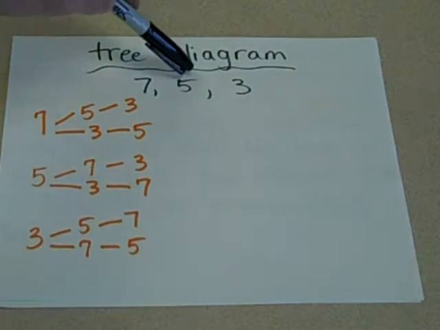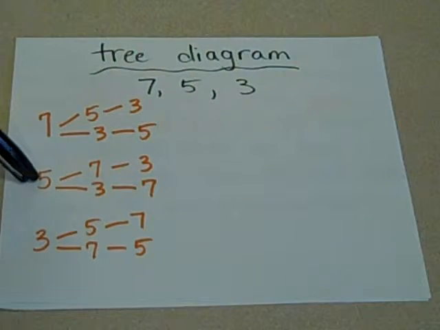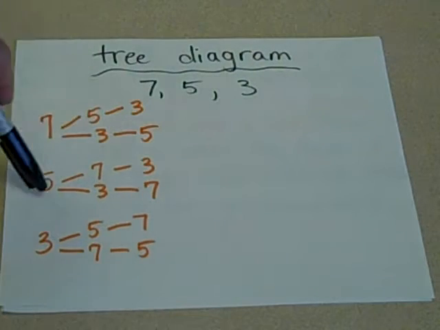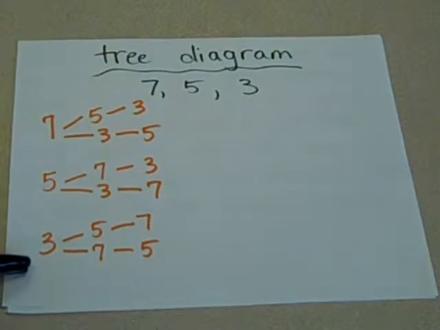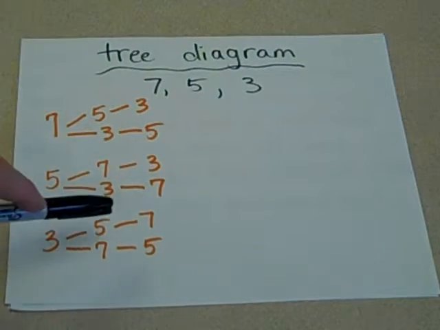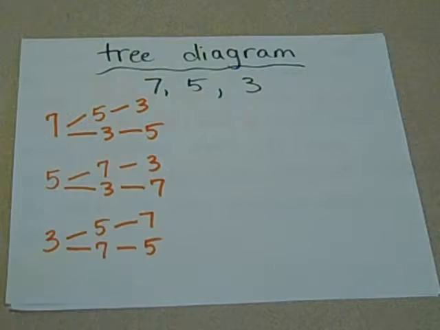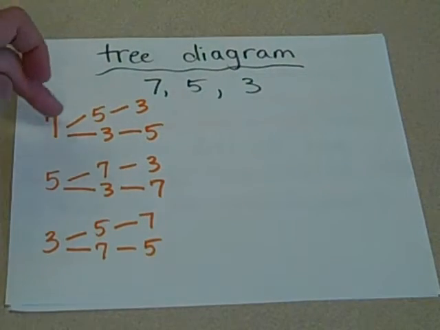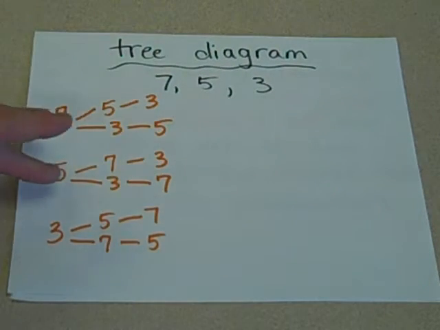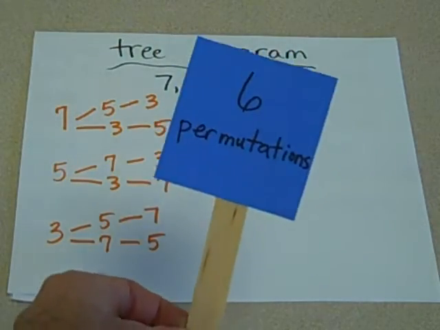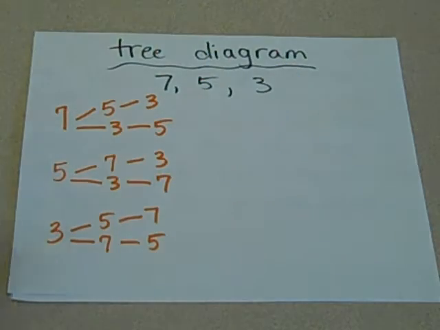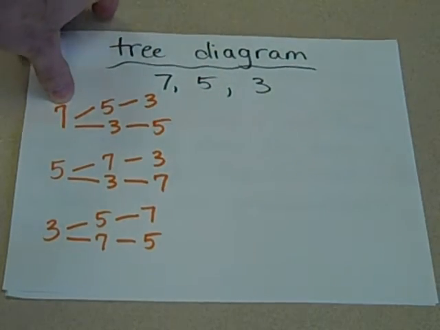Move on, put the second digit in the first spot. 5, 7, 3, 5, 3, 7. And then the last step, 3 comes first. 3, 5, 7, 3, 7, 5. So there are 1, 2, 3, 4, 5, 6. There are 6 permutations, or 6 different ways that I can have a 3-digit code for the computer game.